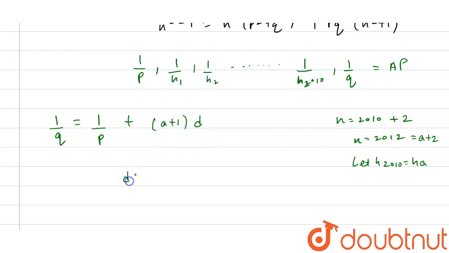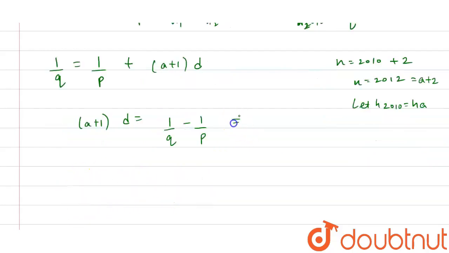So from here we get the value that d equals (1 by q minus 1 by p) divided by (a plus 1). Or if we take LCM, we can write it as (p minus q) by pq. So the value of d that we get is equal to p minus q.